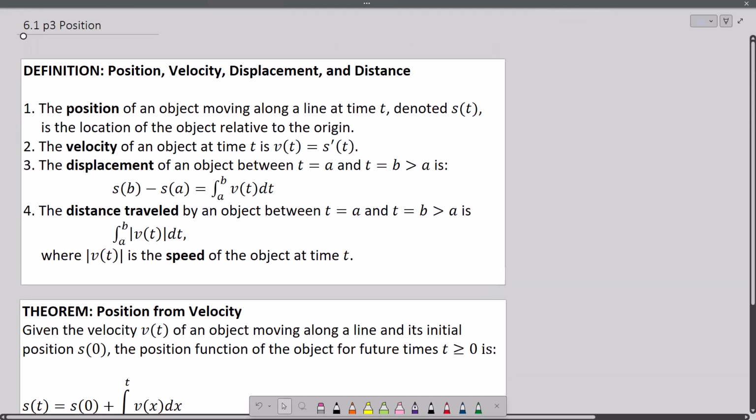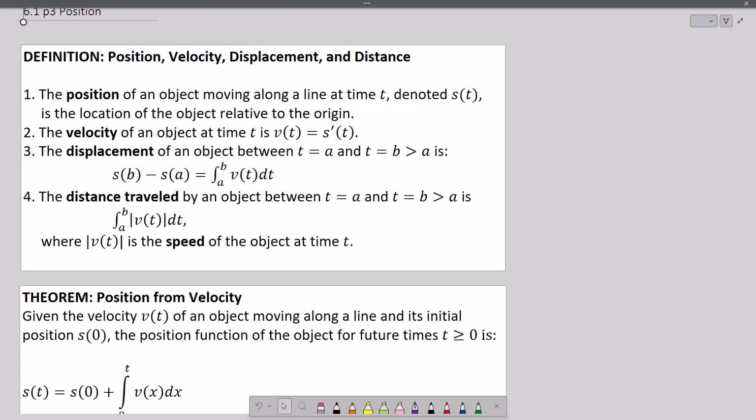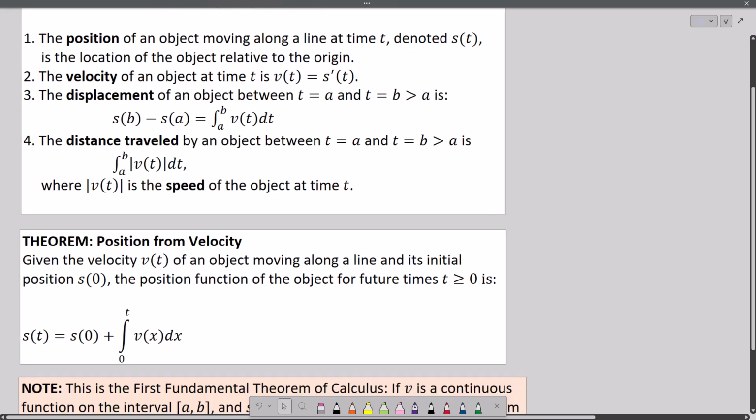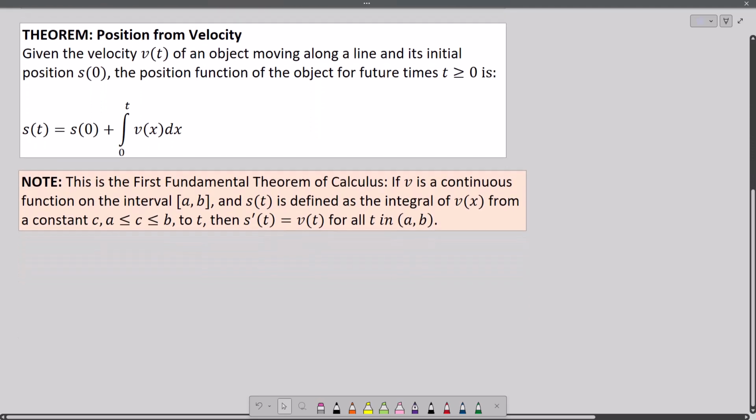All right, so here is a little summary of some of the important things. So position is denoted S of t. Velocity is the rate of change of position. Displacement, S of b minus S of a, which is just the definition of a definite integral. And then distance traveled is the integral on that interval of the speed. So here's what we just talked about.